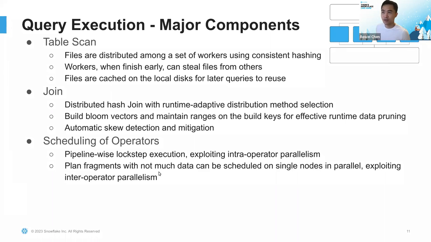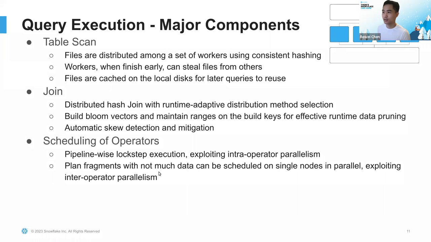Firstly, files are distributed among a set of workers using consistent hashing. This is to minimize file movement if, for example, we resize a warehouse and so on. And these workers, or cloud instances, if they finish early, can steal files from others. Also, these files are cached on the local disk for later queries to reuse, to prevent, for example, repeatedly downloading remote files.